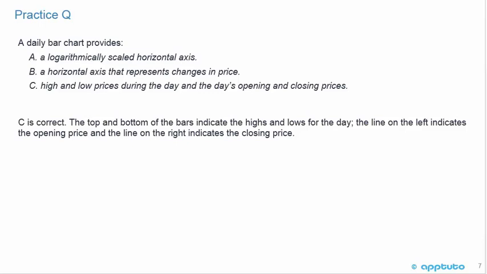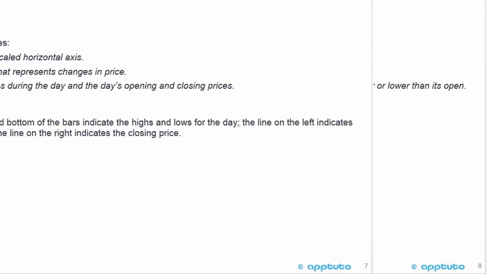C is correct. The top and bottom of the bars indicate highs and lows for the day. The line on the left indicates the opening price, and the line on the right indicates the closing price. So a daily bar chart has 4 data points: the opening, high, low, and the close. And of course, the horizontal axis is time, and so A and B are clearly wrong.